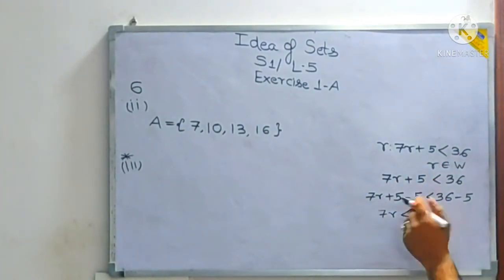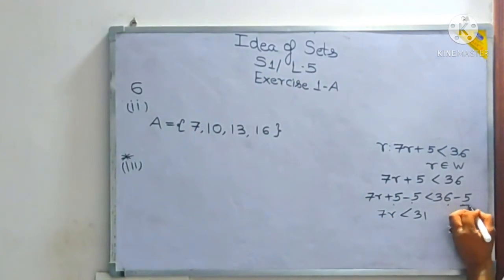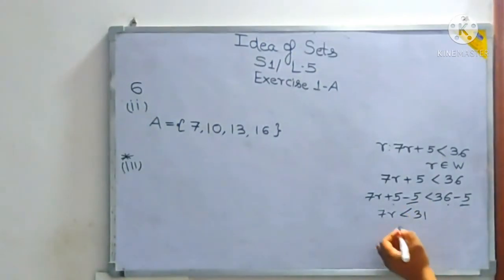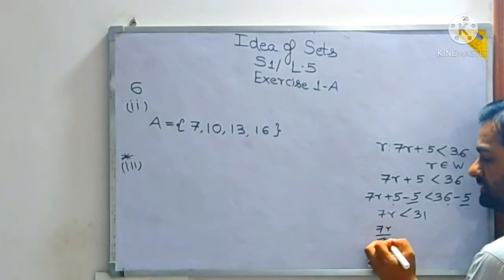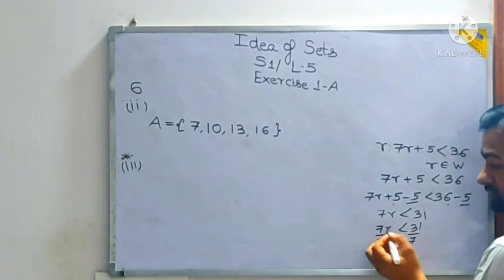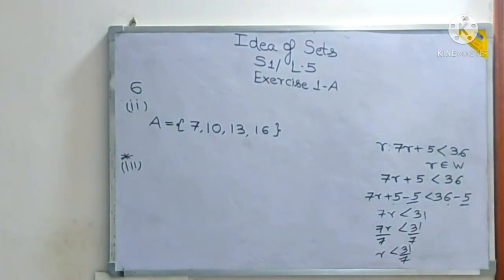Now see, the first rule which I had told was, if we subtract the same number on both the sides of the inequality, then inequality remains unchanged. Then see here, if we divide by the same number on both the sides of an inequality, the inequality remains unchanged. So dividing by 7 both sides, can I say 7r by 7 will be less than 31 by 7? So 7 7 cancel, r is less than 31 by 7. 31 by 7 is what? 7 4 is 28.